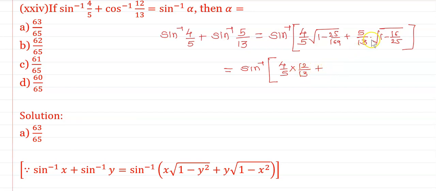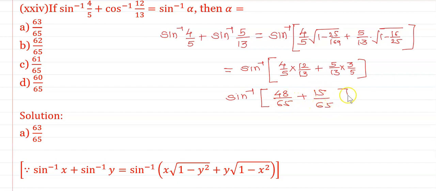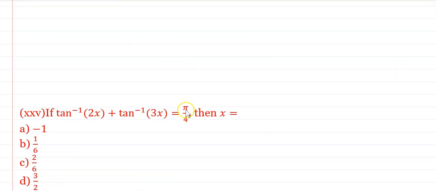Okay, and what about here? Again 5 upon 13. Again, if we simplify this, then you will get 9 upon 25, means what? 3 upon 5. Okay, again we will simplify, that is sine inverse of 48 upon 65 plus 15 upon 65, and if we add it, then you will get 63 upon 65, and hence this is the answer. Which formula is important for this?